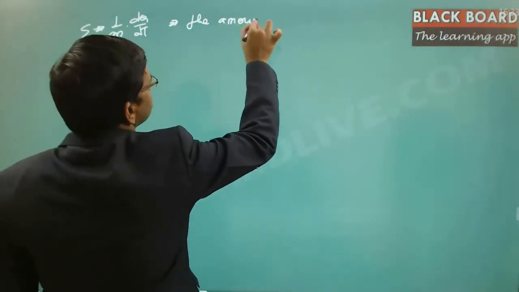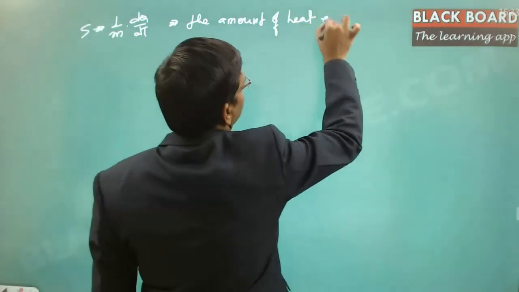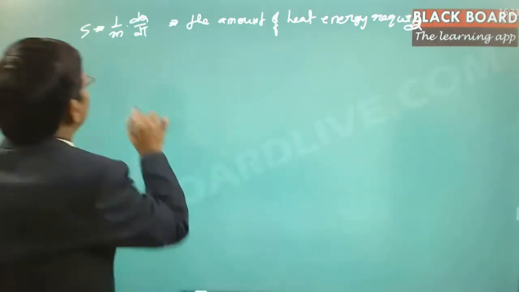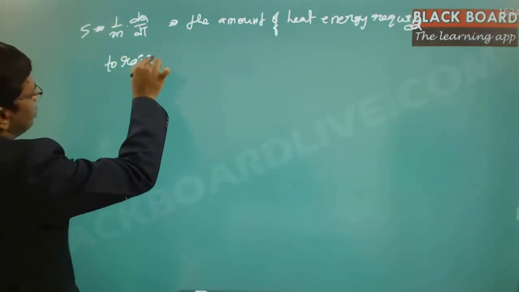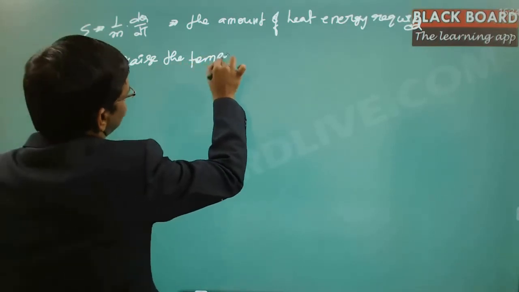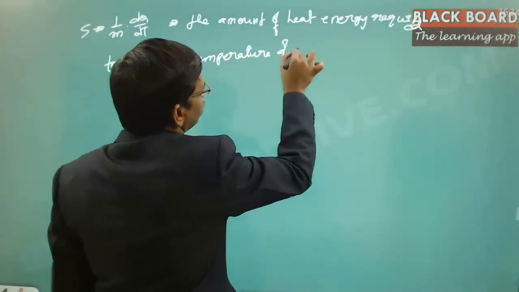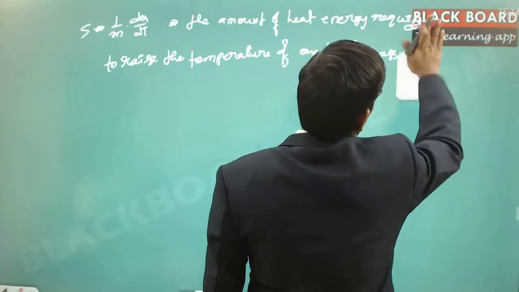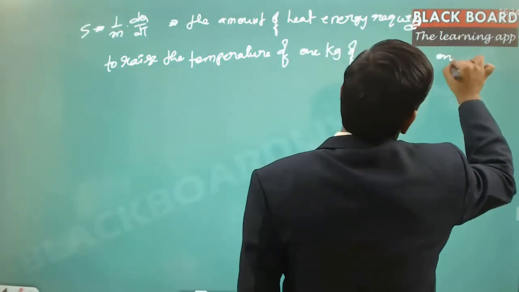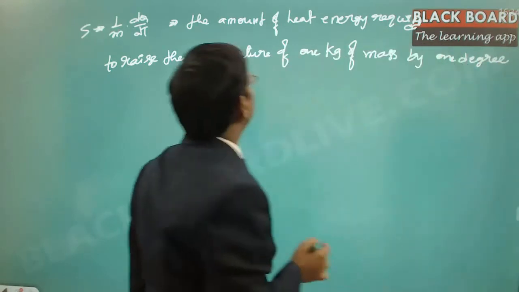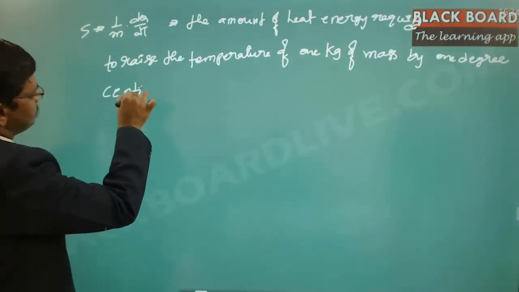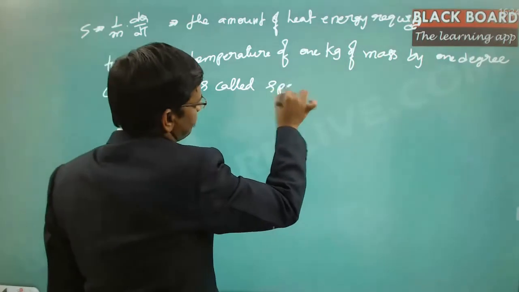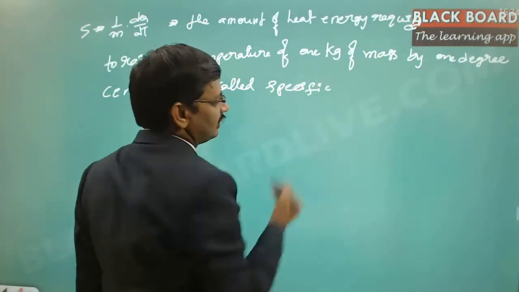This value, the amount of heat energy required to raise the temperature of 1 kg of mass by 1 degree centigrade, is called specific heat capacity. The word specific comes when you divide by the mass.